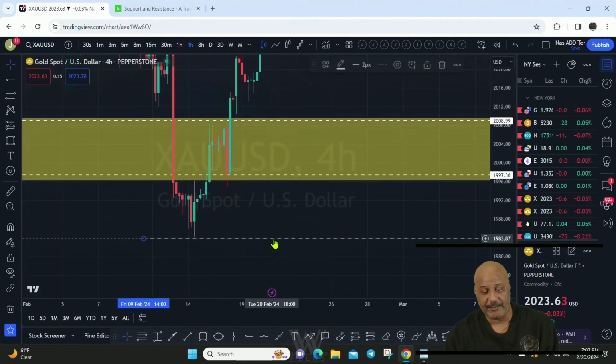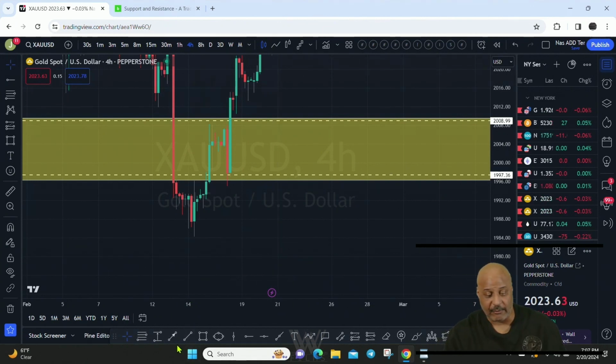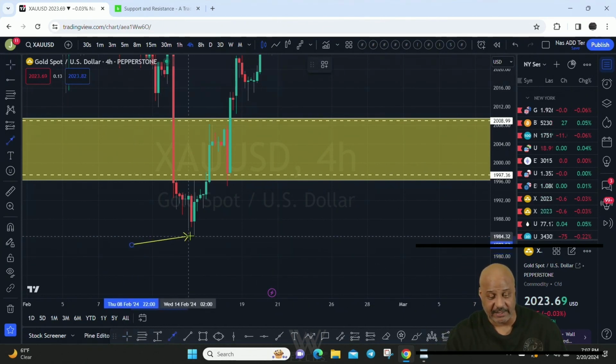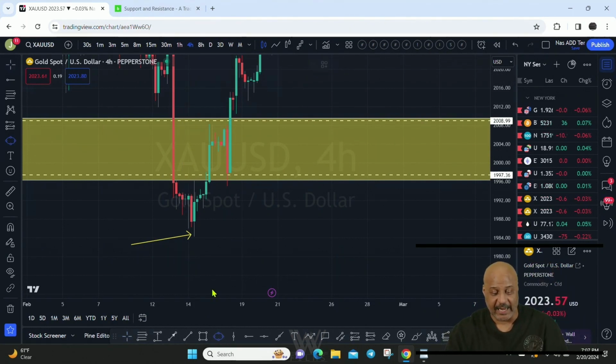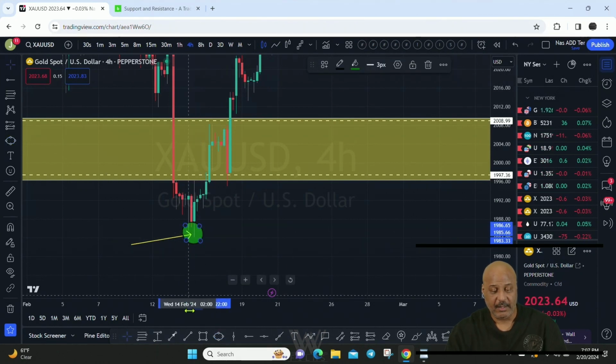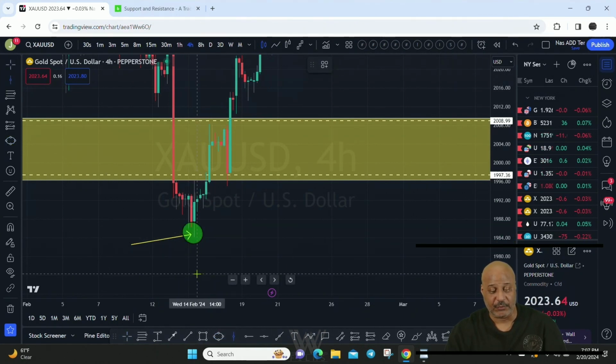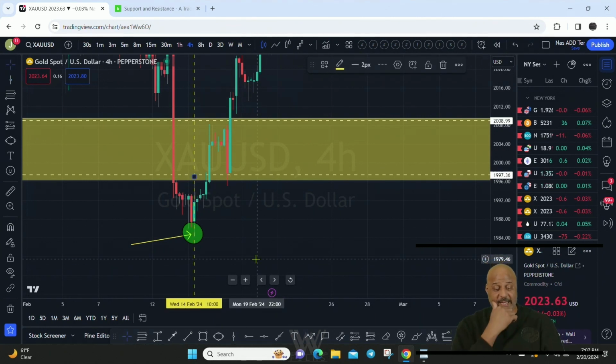Let's move this out the way. And I'm gonna draw a little arrow right here. This candle right here rejected. It came down, and what happened? It reversed. It reversed right here. So that candle is a reversal right here. It reversed at 10 a.m. on February 14th, which was just like last week.